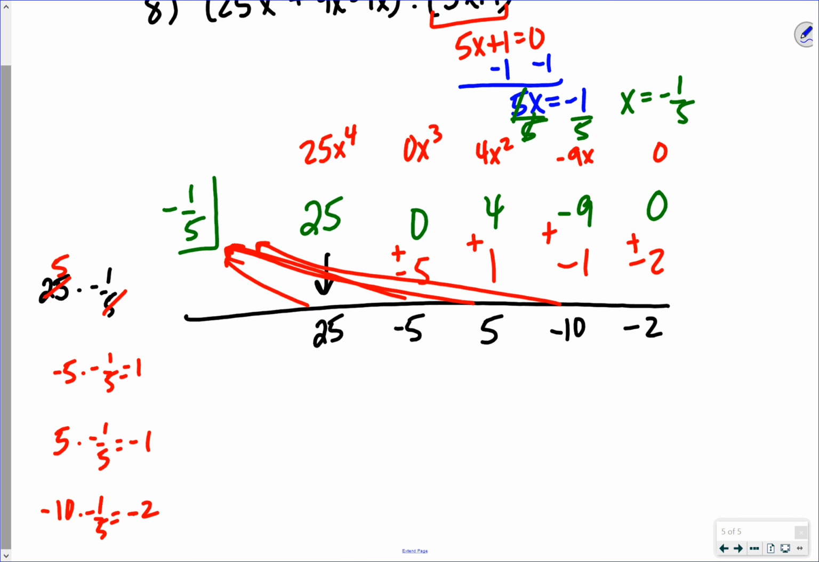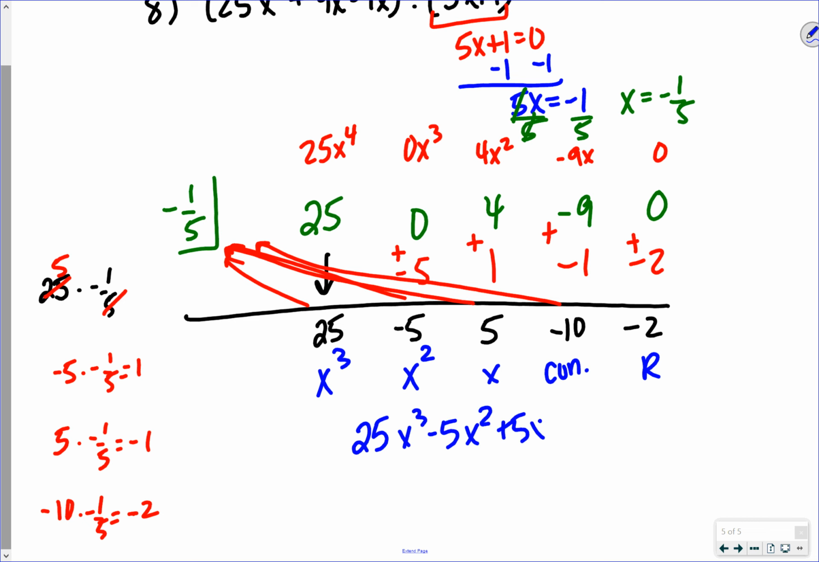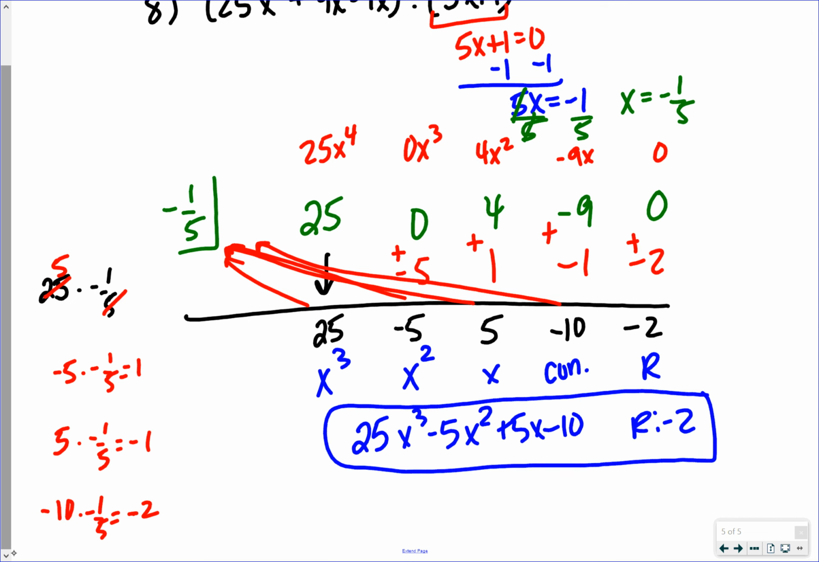This last number is my remainder. This is my constant. This is in front of my x. This is in front of my x squared. This is in front of my x cubed. So I get 25x cubed minus 5x squared plus 5x minus 10, remainder of negative 2. It doesn't say to write it the other way, so I don't have to. You could, but you don't have to. Make sure to put in those 0 placeholders.